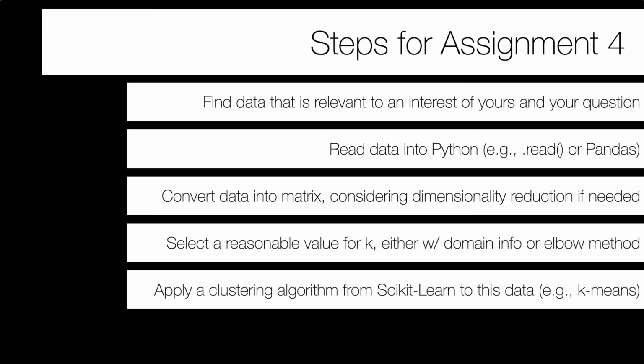And then apply your clustering algorithm to this data. You can use sklearn for this. The ordering of operations here is a little bit nebulous, because if you're using domain knowledge and establishing k by fiat, then you would select your k before you apply your clustering algorithm. But if you're going to use the elbow method, you're going to go back and forth between applying the clustering algorithm and evaluating the quality using inertia or something along those lines.